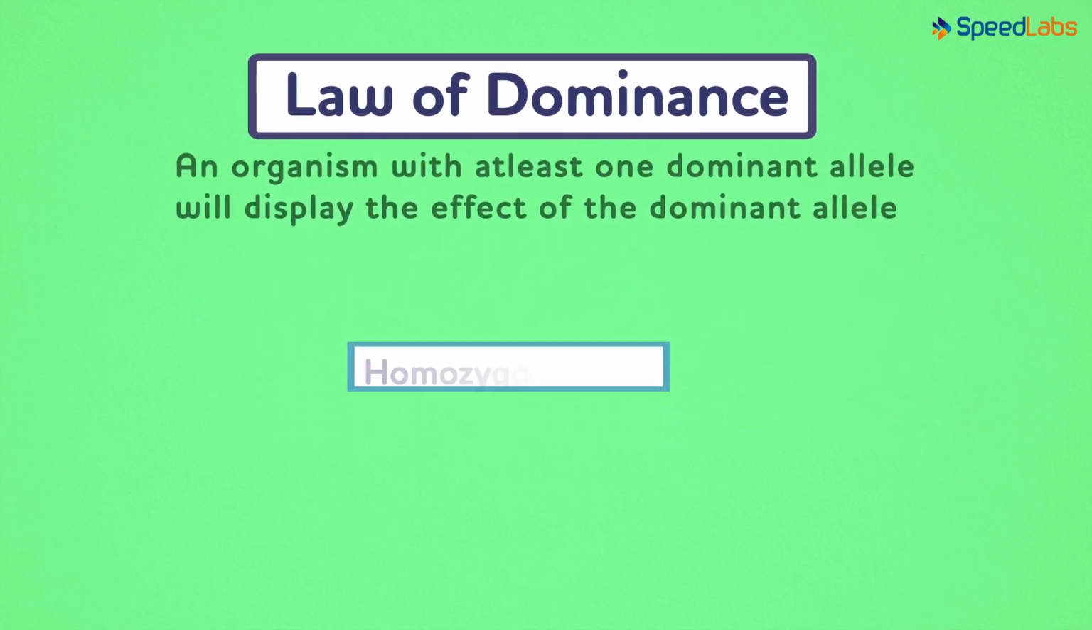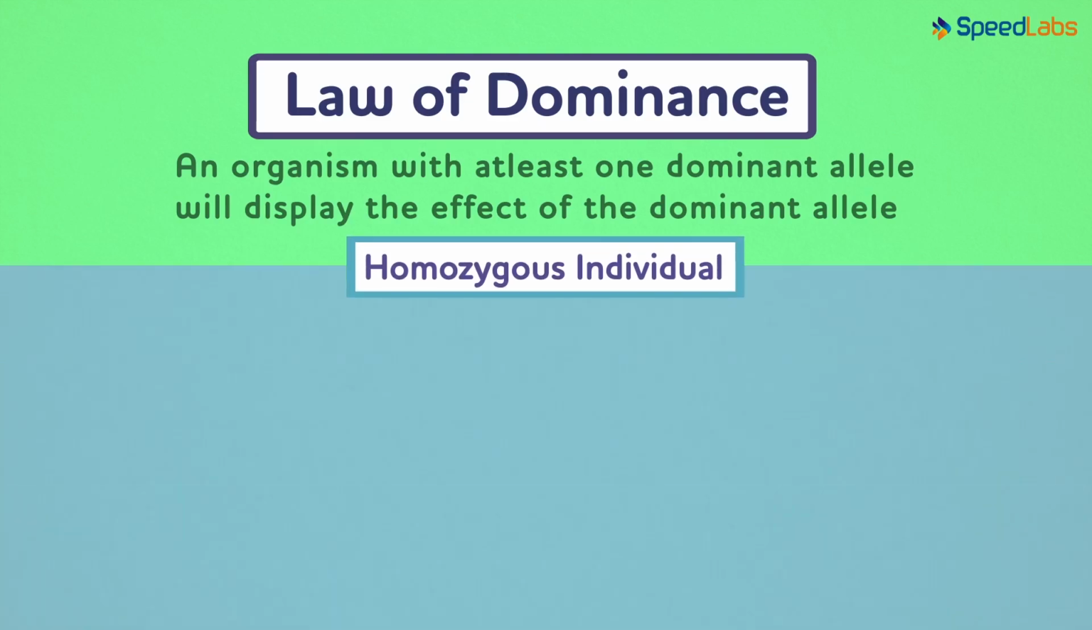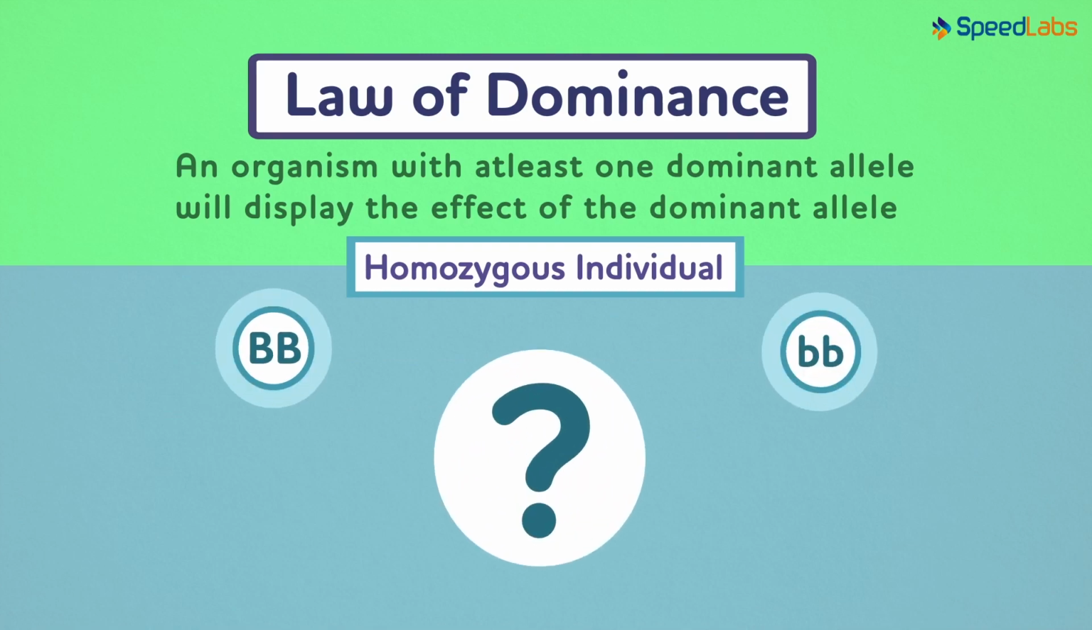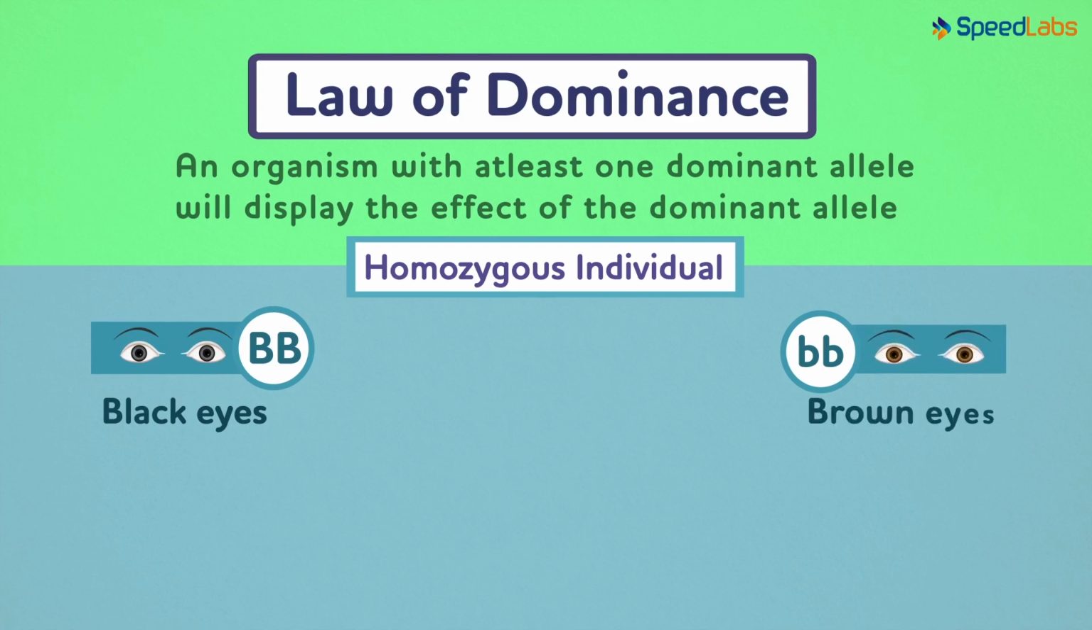If we have a homozygous individual, then it's obvious that the same allele will be expressed. So let's say we have BB and bb, then what will the eye colors of these individuals be? The one with the genotype BB will have black eyes, and the one with the genotype bb will have brown eyes. This is known to us.